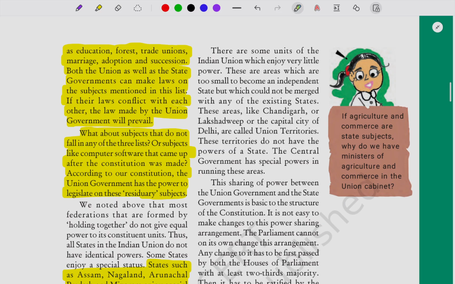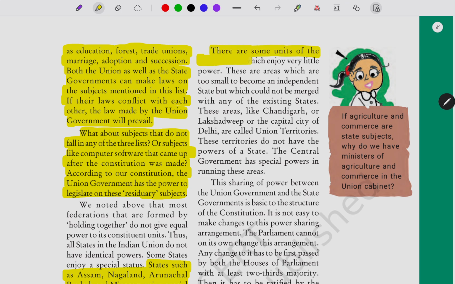There are some units of the Indian Union which enjoy very little power. These are areas which are too small to become an independent state, but also cannot be merged with any of the existing states. These areas like Chandigarh or Lakshadweep or the capital city Delhi are called union territories.